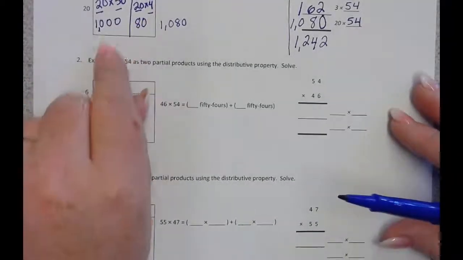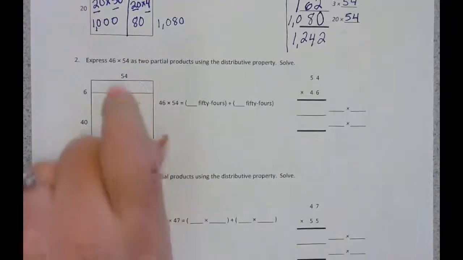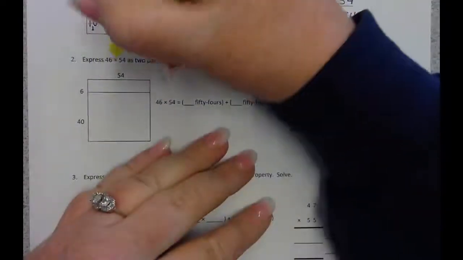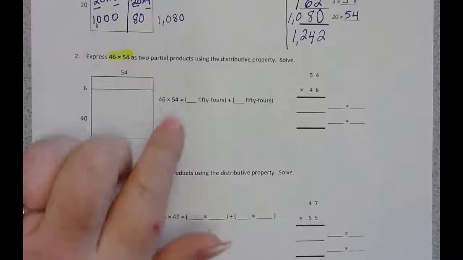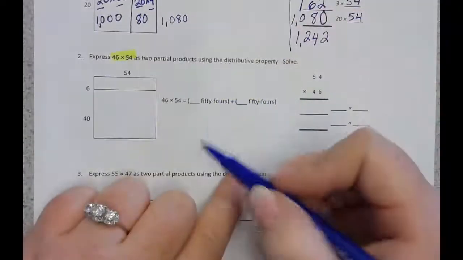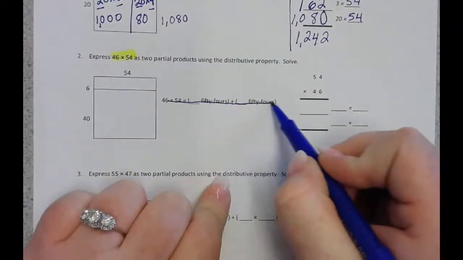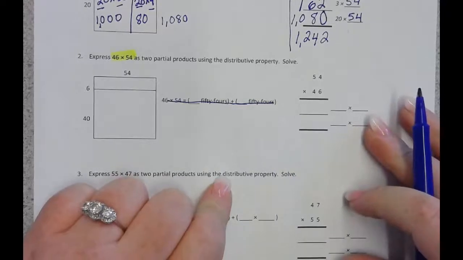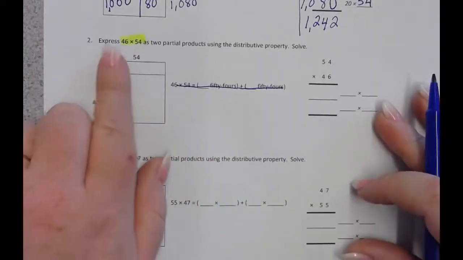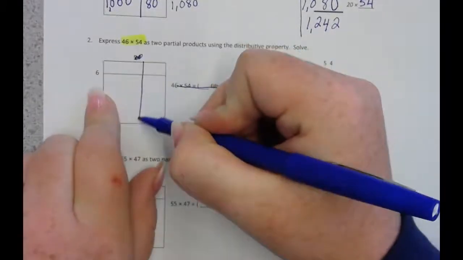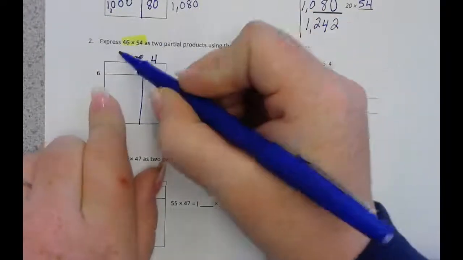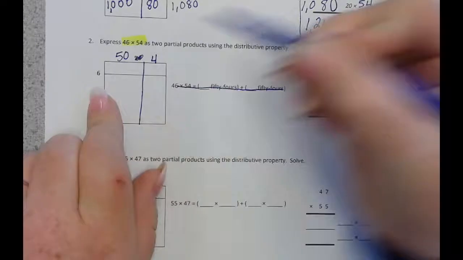Alright, we've got 46 times 54. So we'll do it like that. I'm going to highlight our problem. Again, for this problem, we're also going to disregard this right here. Okay, we're also going to disregard this. Alright, and so I'm going to break apart this 54 again. So I'm going to bring it down, and I'm going to have 4 and 50.